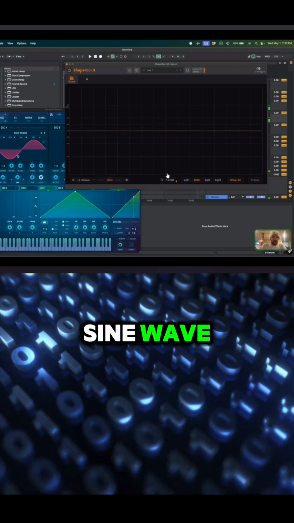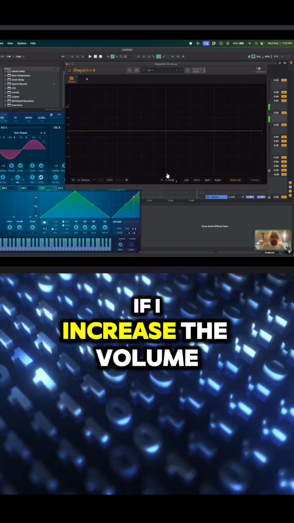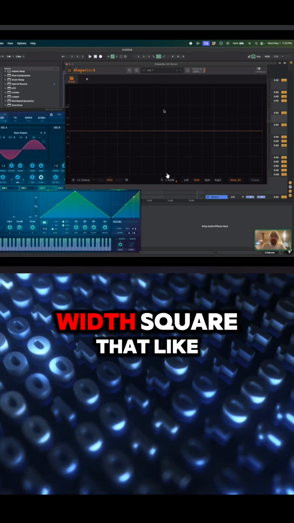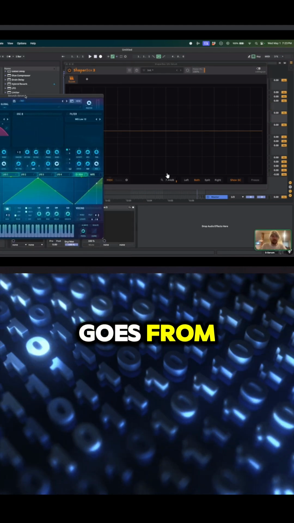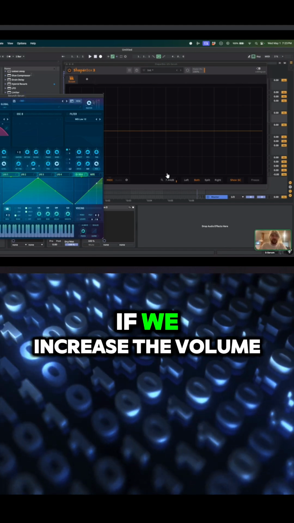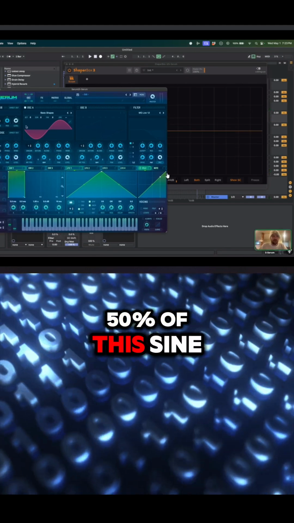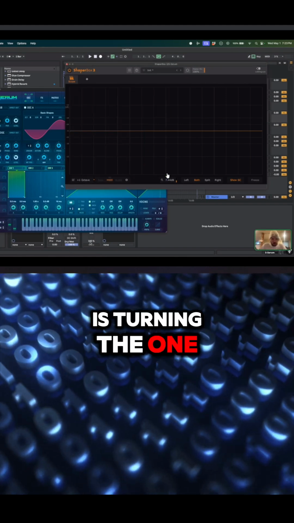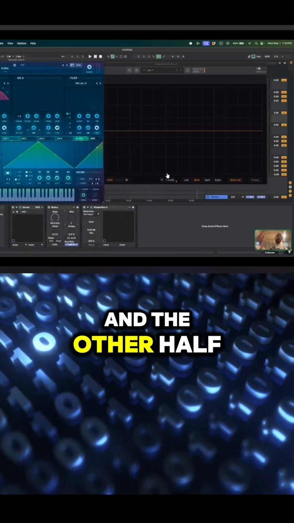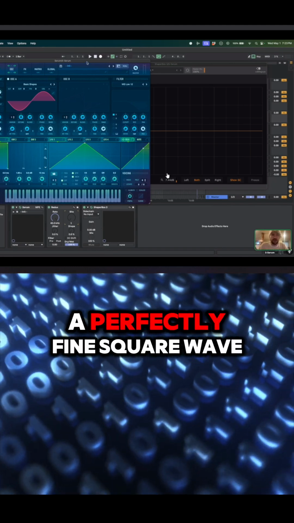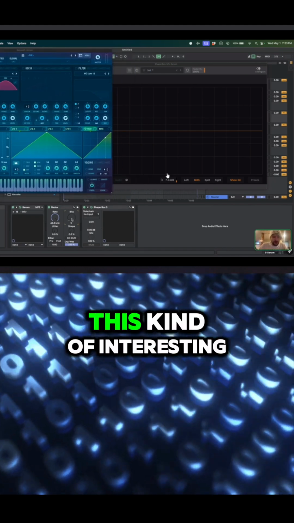And since we're using a sine wave, if I increase the volume, yep, it's like a pulse width square that goes from a narrow pulse width to a full square if we increase the volume. Because at some point 50% of this sine wave is turning the 1-bit volume into on, and the other half of the sine wave, the bottom half, is turning it to off, and then we have a perfectly fine square wave. I just find this kind of interesting.